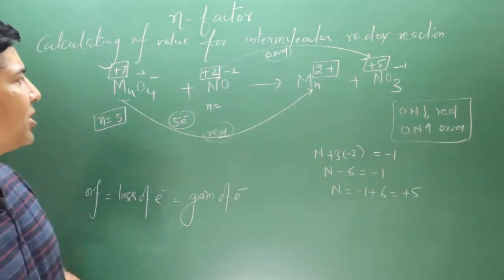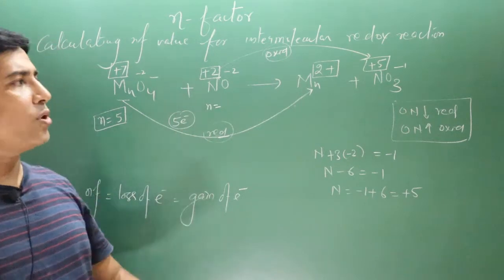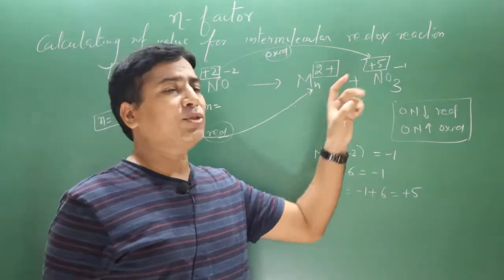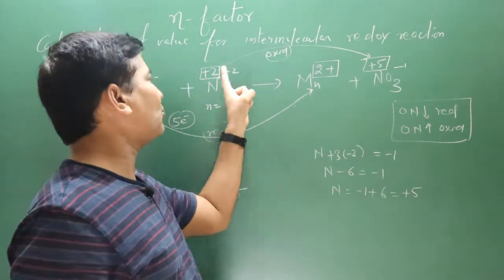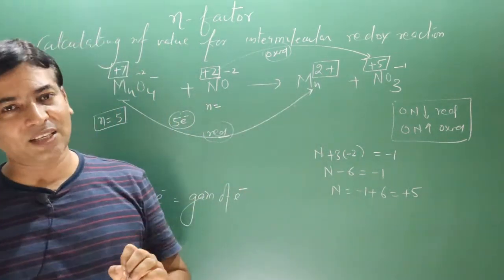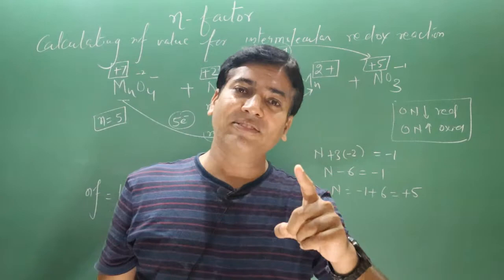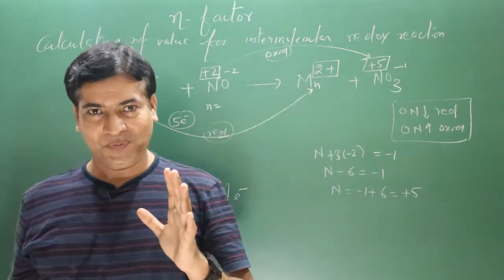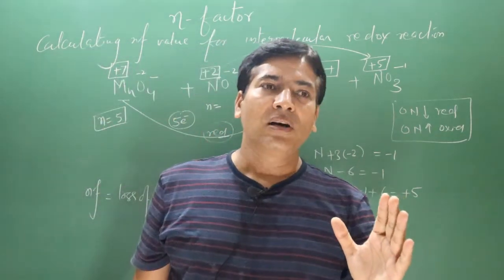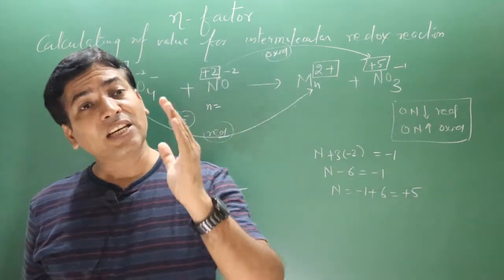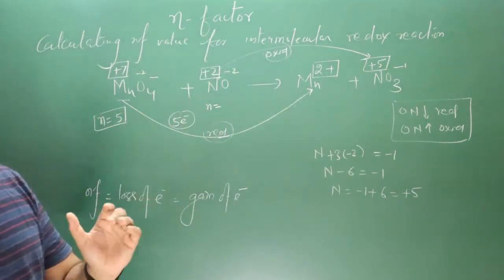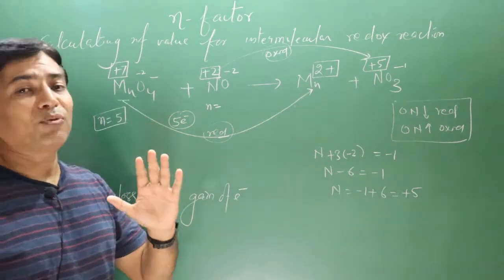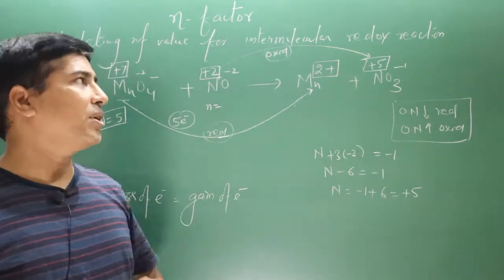Okay, so nitrogen shows a +2 oxidation number on one side and a +5 oxidation number on the other. We need the difference in oxidation numbers. You cannot say 2 minus 5, that is not correct, because you will get -3. N factor value is always positive. It is never 0 and it is never negative either, so always keep that in mind. That's why when we find the difference in oxidation numbers, it should always be positive. Subtract the small value from the large value.